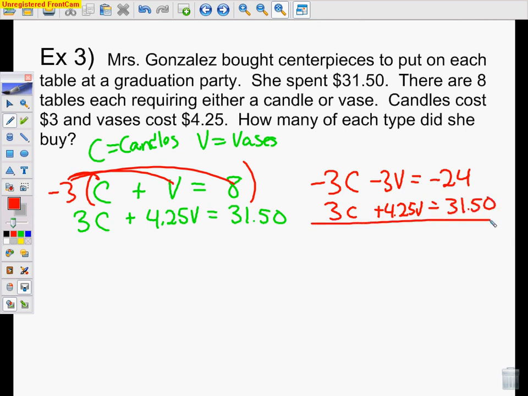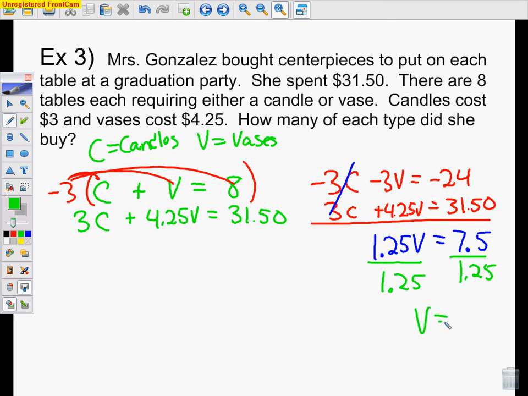Now we'll go ahead and just add down. So when you add down, the C's cancel out. Negative 3 plus 4.25 is 1.25, so that's going to be 1.25V. And then negative 24 plus 31.5 is 7.5. We'll solve for V by dividing by 1.25 on both sides. And 7.5 divided by 1.25 is 6. So V equals 6.